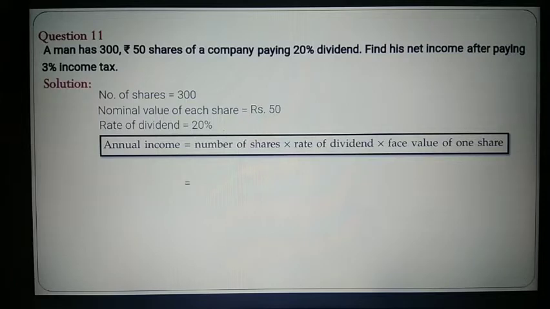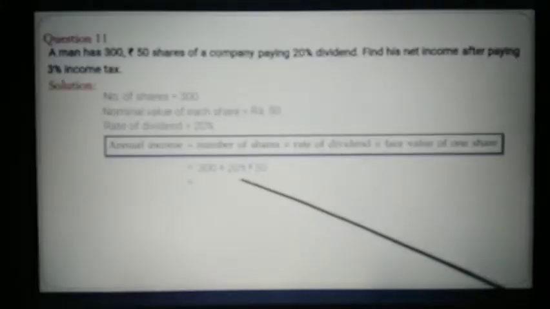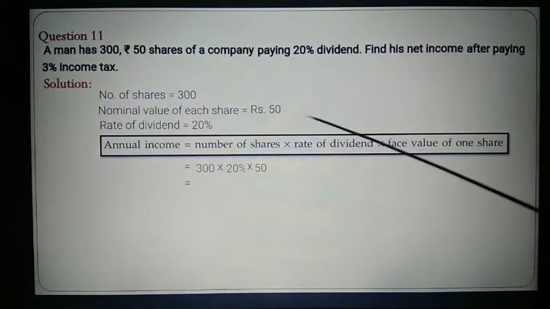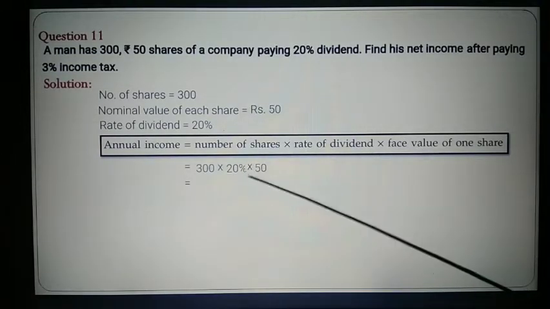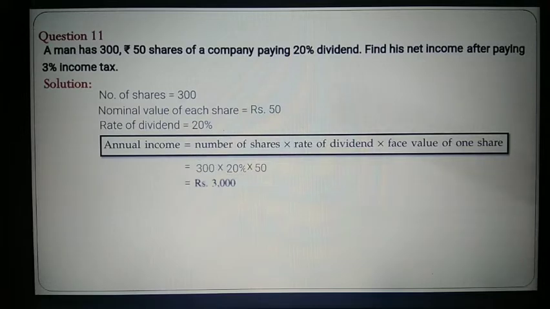Number of shares is 300. And what is the rate of dividend? It is 20%, and the face value of one share is given to be 50, and this percent means divided by 100. So if I do that, then I'll get rupees 3000 as my annual income. Now this is annual income, but still you're paying 3% tax. So let's see what is the total tax which is paid.